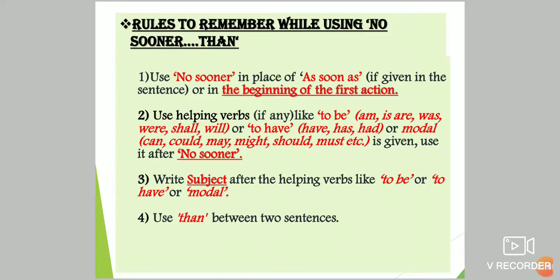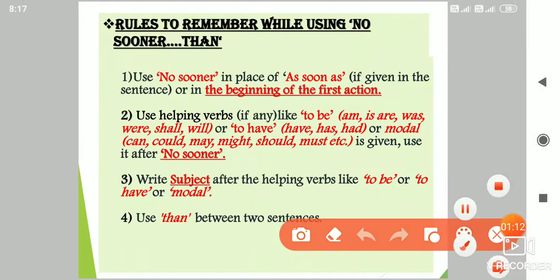First rule says use no sooner in place of as soon as. If there is as soon as in the sentence, then in the place of as soon as we have to write no sooner. Otherwise, if there is no as soon as in the sentence, then we have to identify which is the first action, in which particular clause there is the first action. After identifying this action, we have to write no sooner at the beginning of the first action.